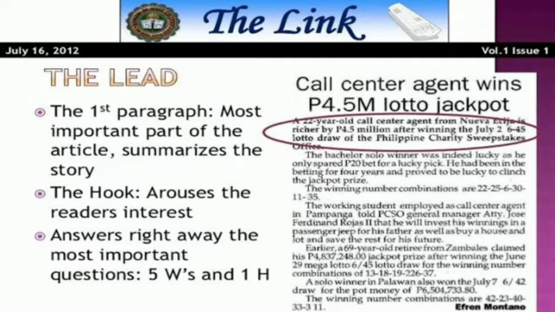Earlier, a 69-year-old retiree from Zambales claimed his 4,837,248 pesos jackpot prize after winning the June 29 Mega Lotto 645 draw, with the winning number combinations 13, 18, 19, 22, 6, 37.